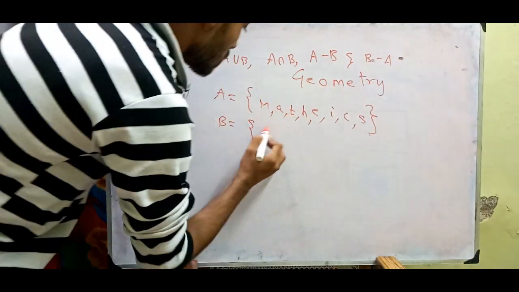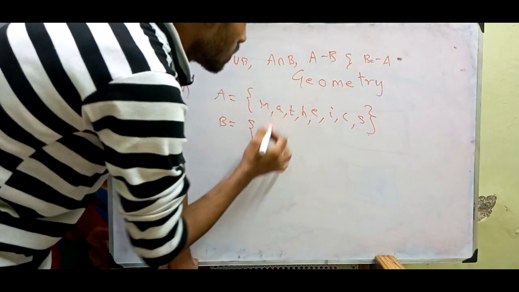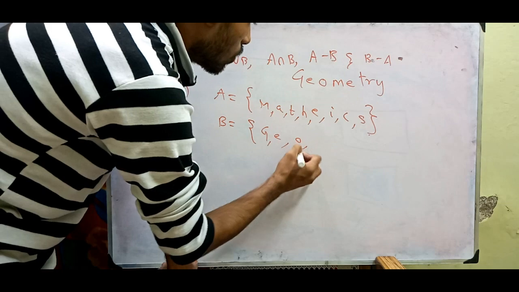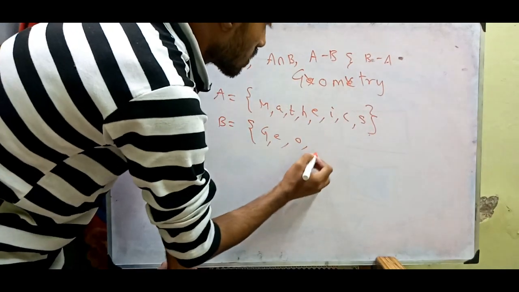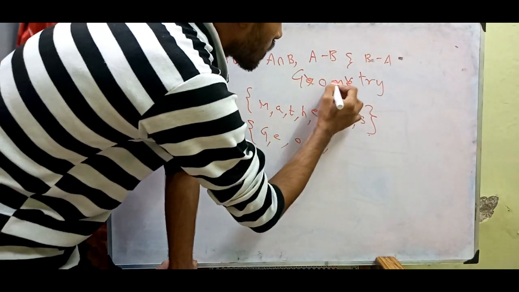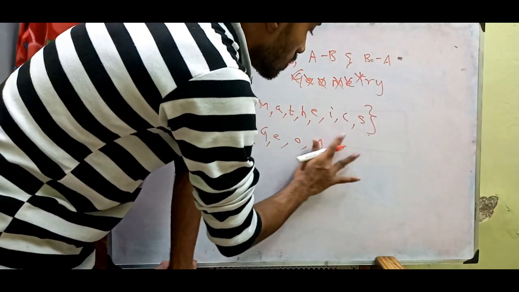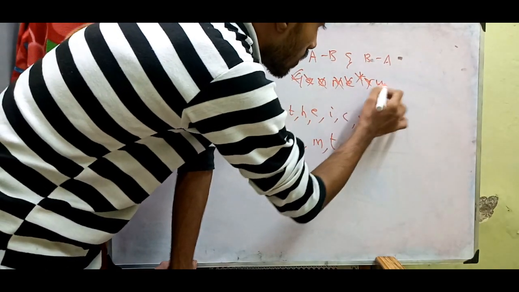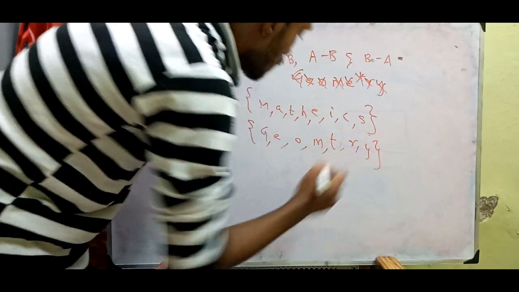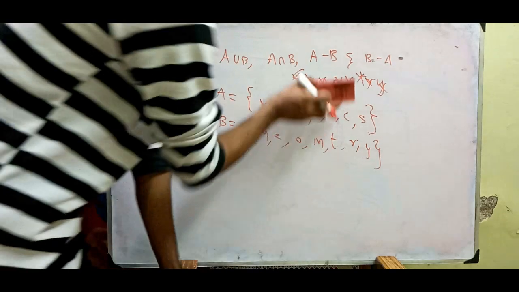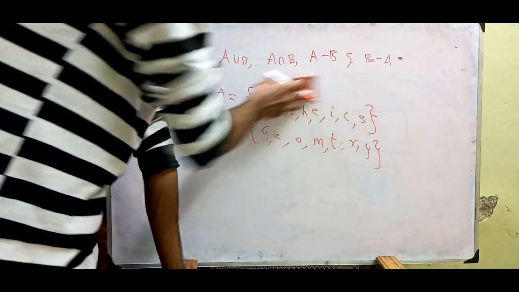Geometry. See, in set B we have G, E, O. See, E is repeated here. M, so G is also over. M is also over. T now. So here we have T and R and Y. Okay, so geometry. Only the E is the element which is repeated here.